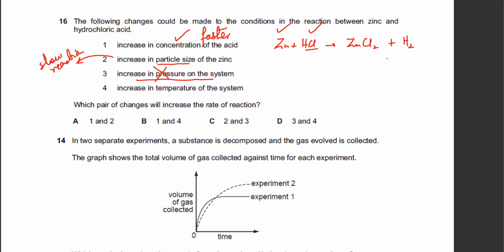So the last one is, if you increase the temperature of the system, that will result in a faster reaction. So it's going to be only 1 and 4 that lead to a faster reaction. Remember about pressure that it only applies to gases, not to solids or liquids, because solids and liquids are incompressible. In gases, if you increase pressure, they are compressible. The particles become closer to each other, and you get a faster reaction.